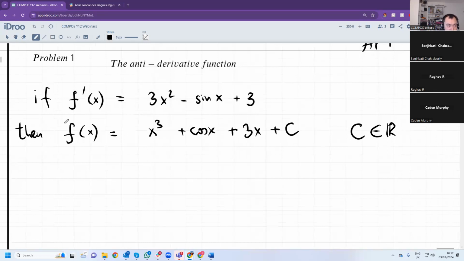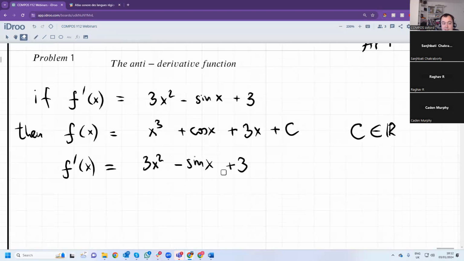if I give you a function and ask you to find the derivative, like what's the derivative of f of x? The f of x is x cubed plus cos x plus 3x plus c. If you want to find the derivative, you do 3x squared, because that's how derivatives work, minus sine x, because the derivative of cos is minus sine. Then the derivative of 3x is 3, and the derivative of c, which is a constant, is 0. So plus 0, but you don't need to write plus 0. So this is how it works.